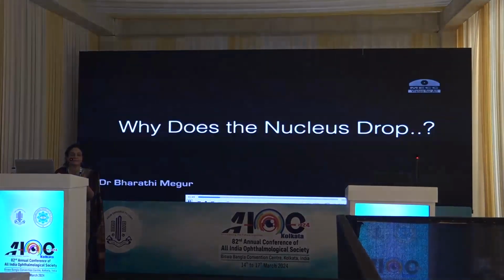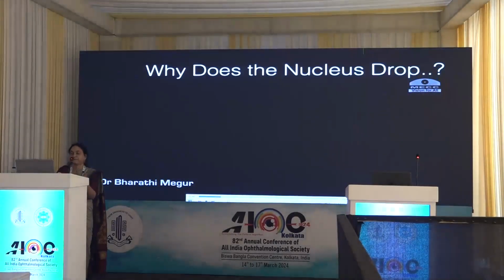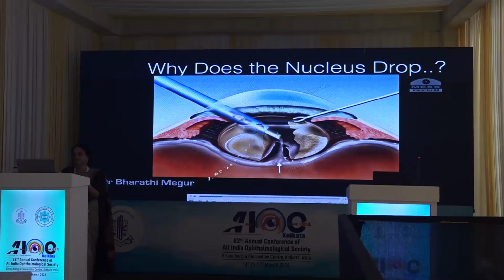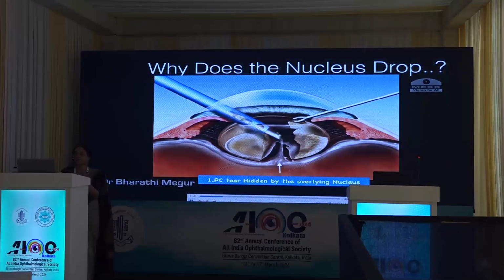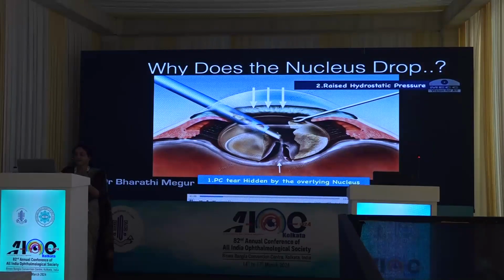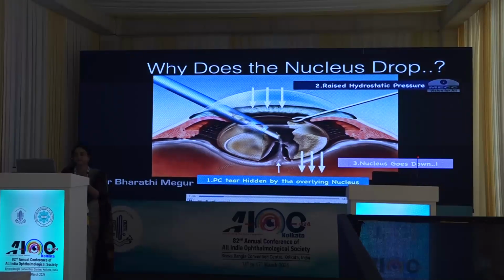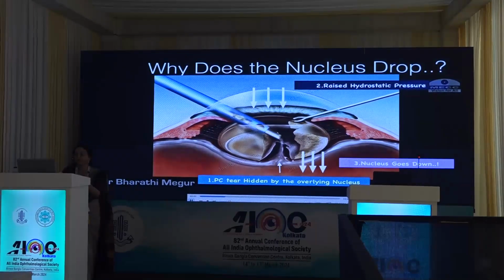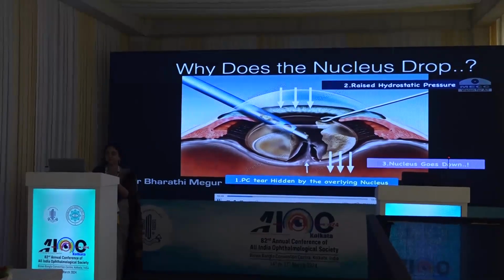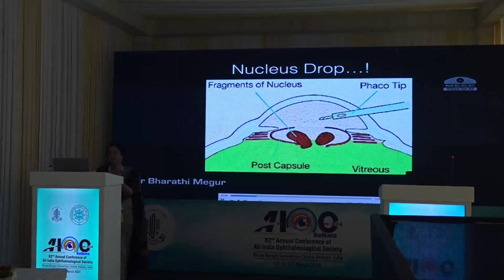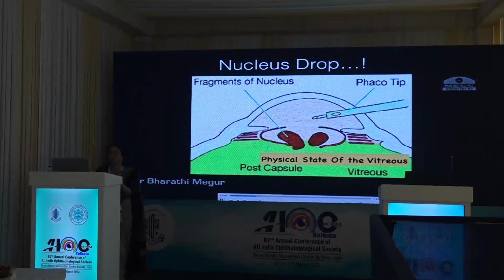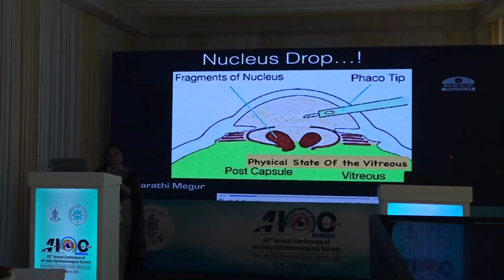Coming to the next critically important step of discussing PC tear with nucleus in situ: why does the nucleus drop? When there is a large PC tear with an overlying big nucleus with a positive hydrostatic pressure, which is seen in phacoemulsification, there is no way or no place for the nucleus to disappear. It goes into the vitreous. This all depends on the physical state of the vitreous as well.